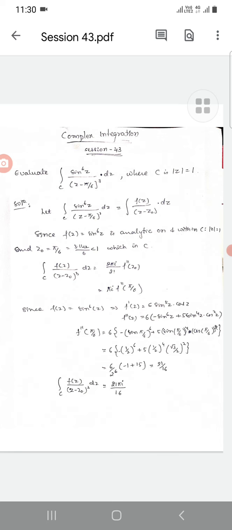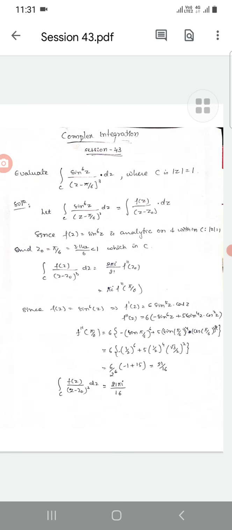Using that, we get 6 into the bracket: minus sin(pi by 6) to the power of 6, plus 5 into sin(pi by 6) to the power of 4 into cos(pi by 6) whole squared, because we know that z is equal to pi by 6. After taking the values of the sine and cos angles, we get 6 into the bracket: (1 by 2) to the power of 6 plus 5 into (1 by 2) to the power of 4 into (root 3 by 2) whole squared. After simplification, we get 21 divided by 16.